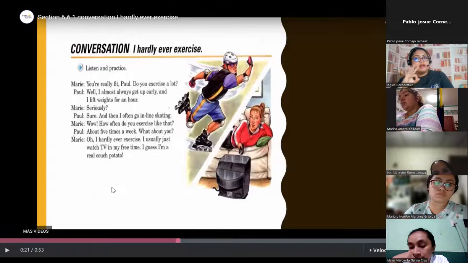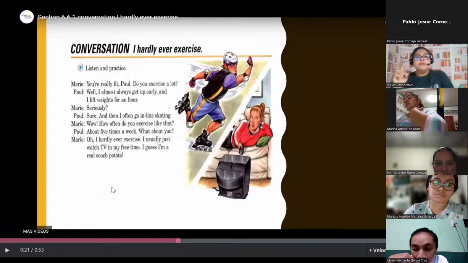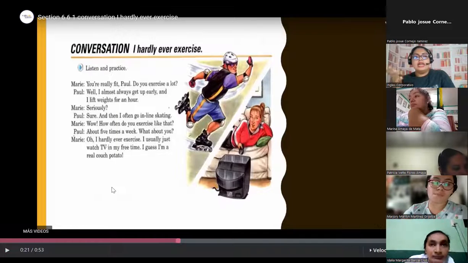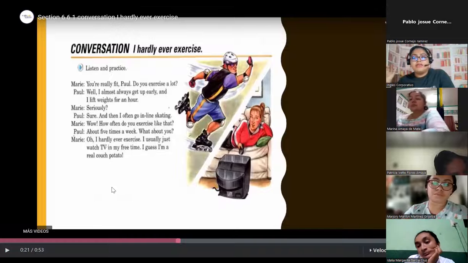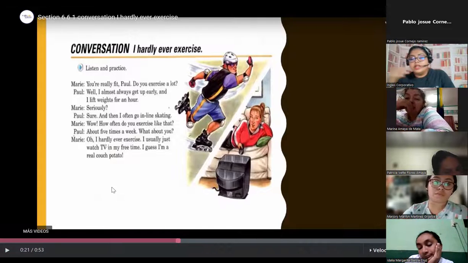So we're going to think about three different things. One is something that we do every single day. That is always. The second one is something that we do maybe yes, maybe not. That is a sometime. And the third one is something that we don't do. That is a never or almost never or rarely or seldom or something like that.